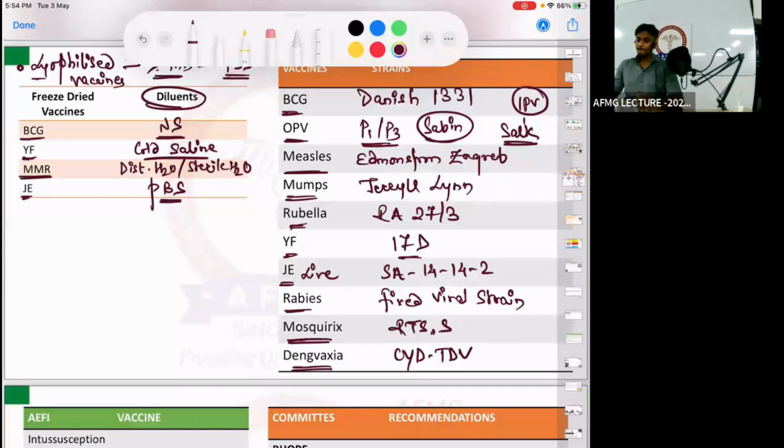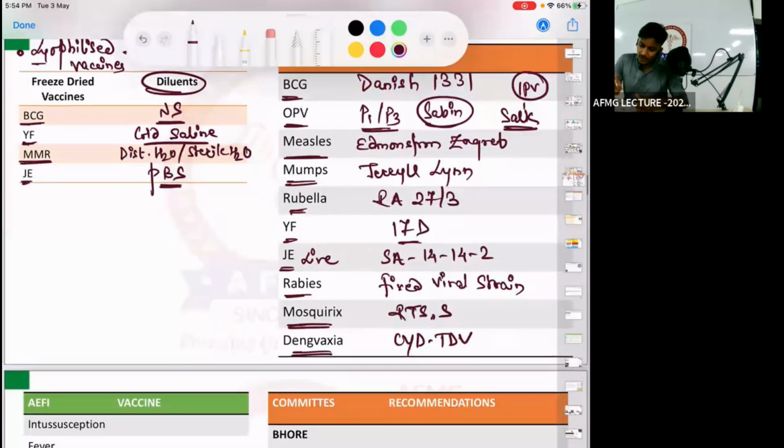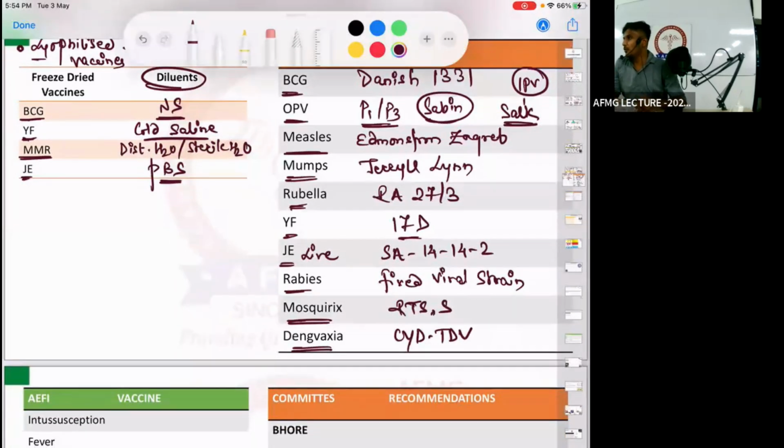Rabies. Now talking about rabies, guys. Uske pehle one important one-liner. Which is the vaccine showing highest efficacy with a single dose? Anybody? Which is the vaccine showing highest efficacy with single dose?